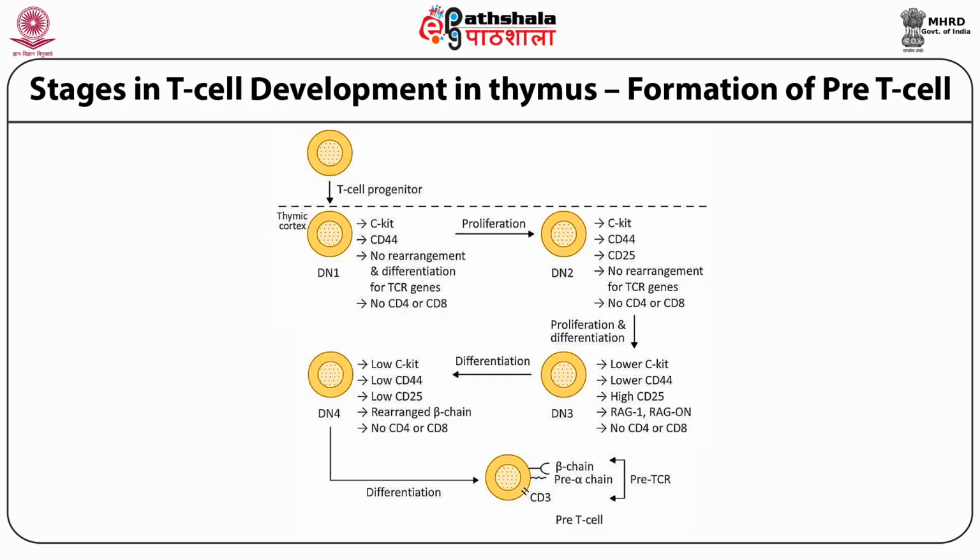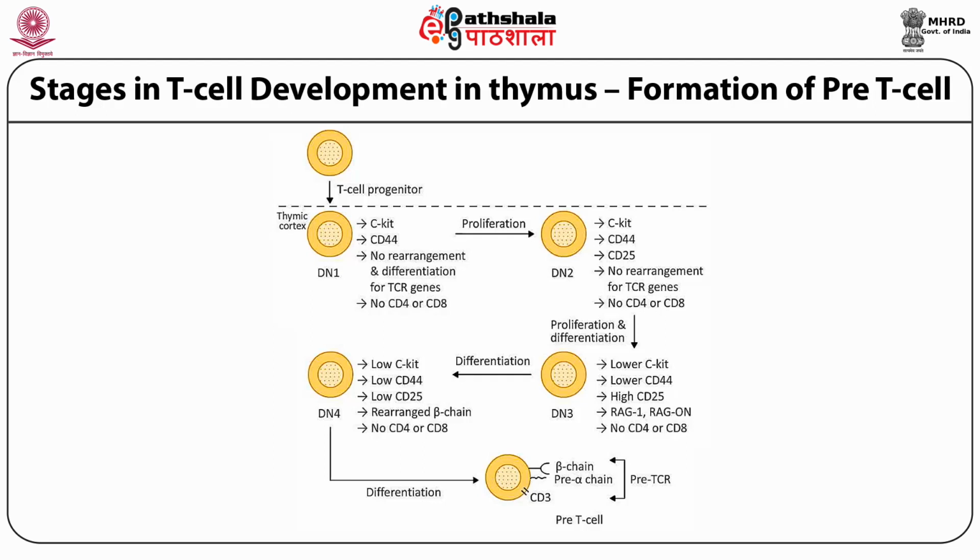So it is the double negative 1 stage. The T cell progenitor cell in the double negative 1 stage proliferates for some time and further develops into the double negative 2 stage, where it starts showing increased expression of CD25, which is the alpha chain of the IL-2 receptor. It also shows the expression of c-KIT and CD44, but it is still CD4 and CD8 co-receptor negative. That's why it is also called double negative 2.